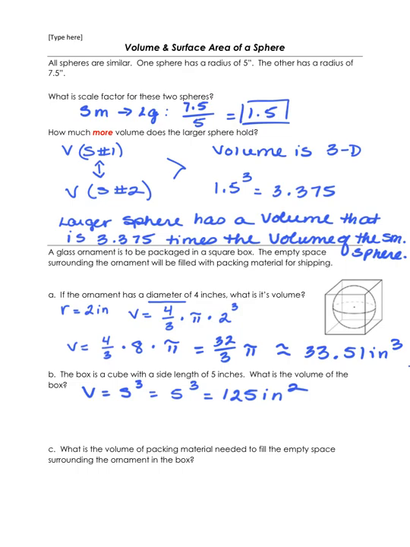What is the volume of packing material needed to fill the empty space in the box? Well, we need to take a look at the volume of the entire box, take away the volume that the ornament is taking up, and the space that's left is the space that's available for the packing material. So the volume of that surrounding space is equal to 125 minus the 33.51, which is the volume of our ornament. This gives us a volume of 91.49 cubic inches for the packing material.